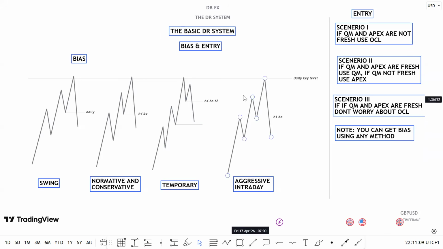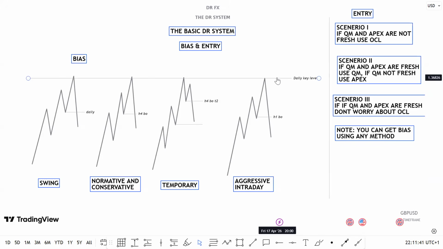And then finally, which is one of the best for intraday traders, scalpers, and aggressive traders, when you have a daily rejection, you switch 2 time frames lower and look for H1 breakout. Now, this entire way of getting your direction, you can do the same on what? On the weekly time frame. So if this is a weekly key level, you can have a weekly breakout. Then here you can have a daily breakout, which is the normative and conservative. You can have a daily breakout type 2, and you can have an H4 breakout for aggressive and intraday. Makes a lot of sense.